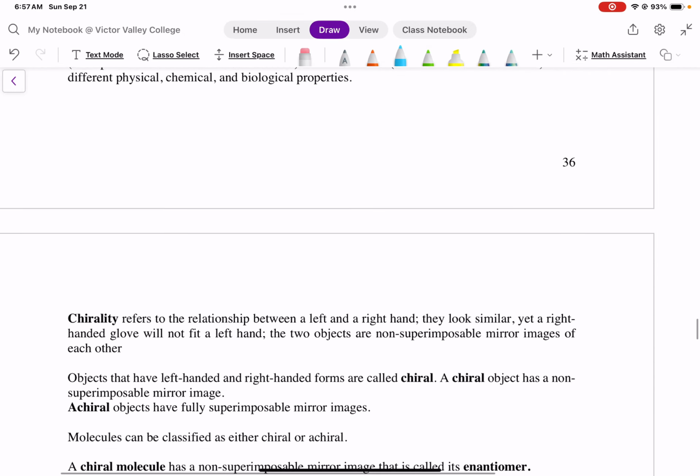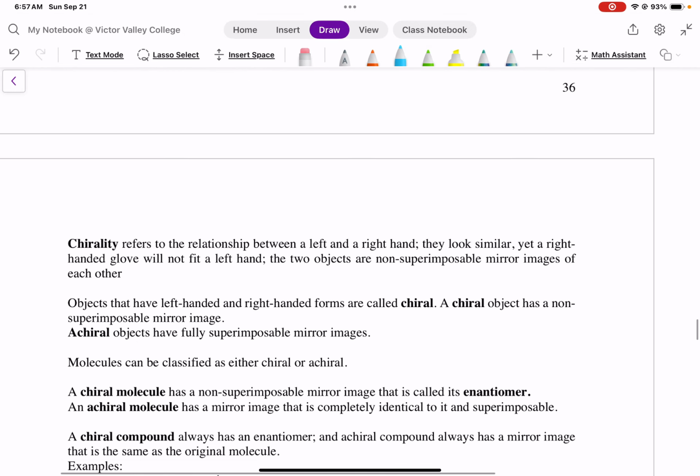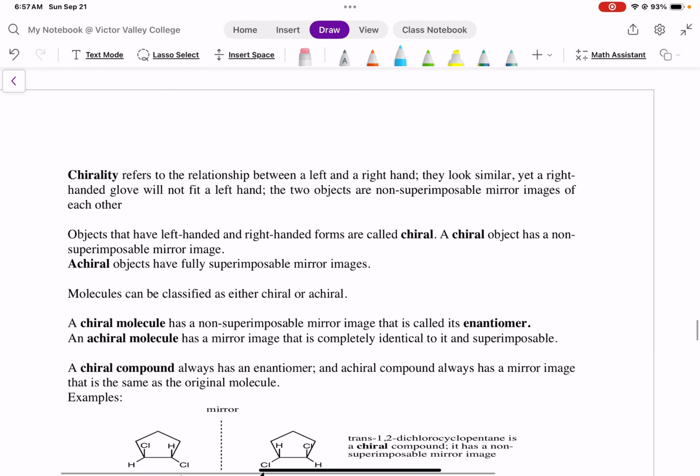Okay, so let's get to some definitions first. The term chirality refers to pretty much handedness, left-handed or right-handed. If you have a molecule or an object and you've got a mirror image molecule and they're not superimposable, meaning not stackable, then they're chiral.